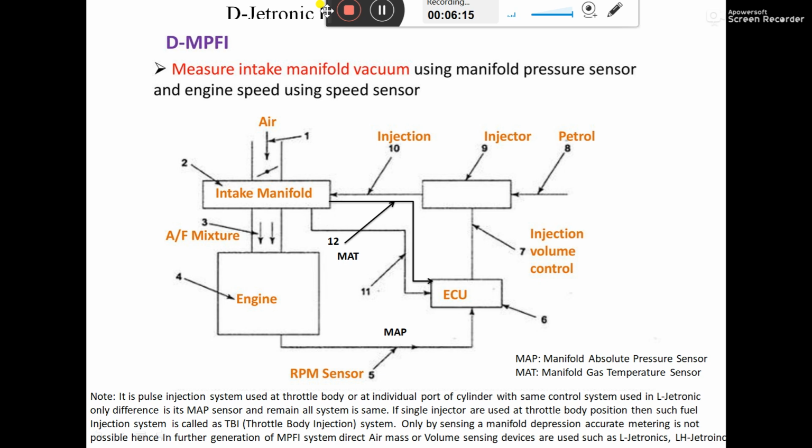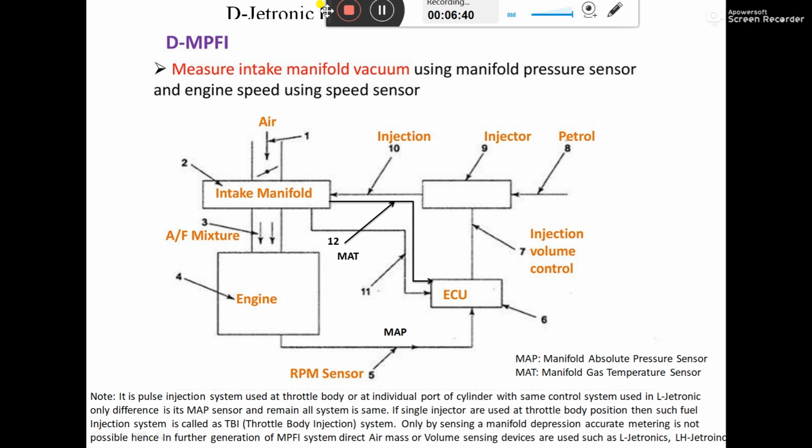Okay, so the same thing was faced in the case of the throttle body injection. That's where the DTBI system did not continue. But in the case of the DMPFI system, each cylinder has its individual injector. That's why it's called DMPFI, meaning Druck type multi-point or multi-port fuel injection system.